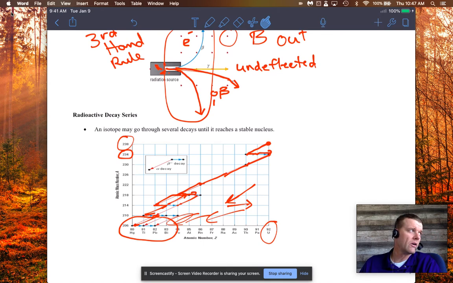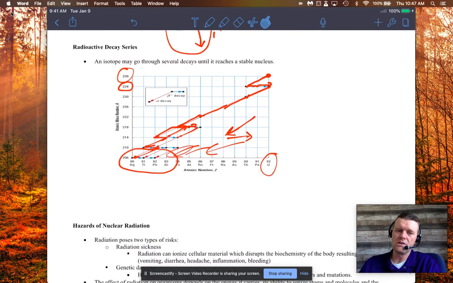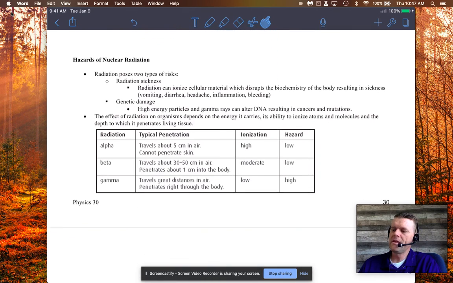So I like that chart because it shows, they call it a decay series because, let's face it, just one decay usually isn't enough for these large elements to become stable. They'll undergo a whole bunch, as many as they need until they become stable. And then let's just end on this.